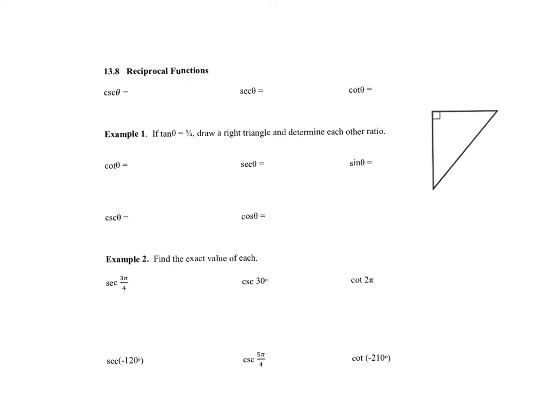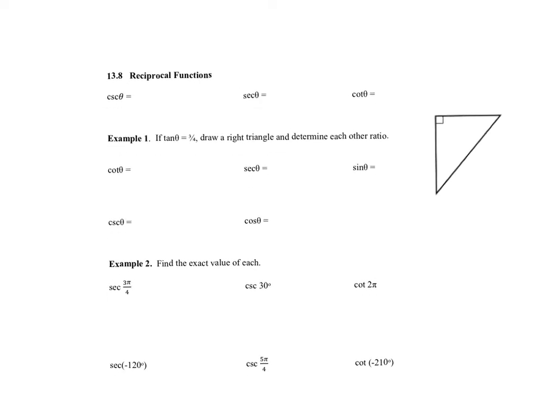Reciprocal means if you have the reciprocal of A, the reciprocal of A is 1 over A. So the reciprocal functions come from the reciprocals of the trig functions that we know. CSC stands for the cosecant. The cosecant of theta is actually the reciprocal sine function. That's different than the inverse sine function.